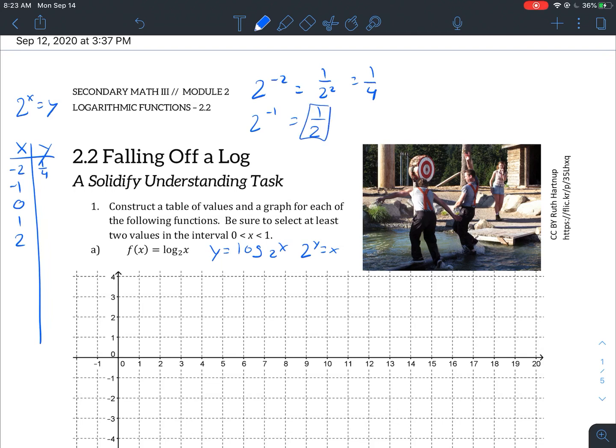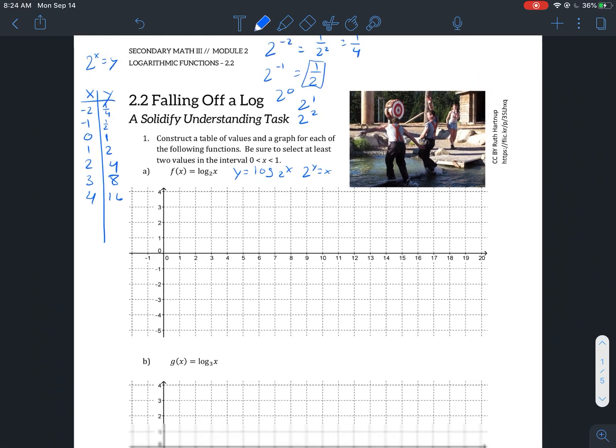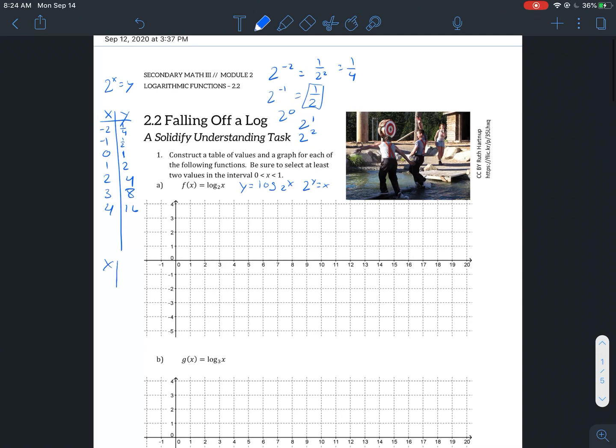If we plug in 2 to the -1, we get 1 over 2. Plug in 2 to the 0, we get 1. 2 to the first is 2. 2 to the second is 4. And I'll even put in a few more. We can do 2 to the third, which is 8, and 2 to the fourth, which is 16. All right, so these are the values if this was an exponential.